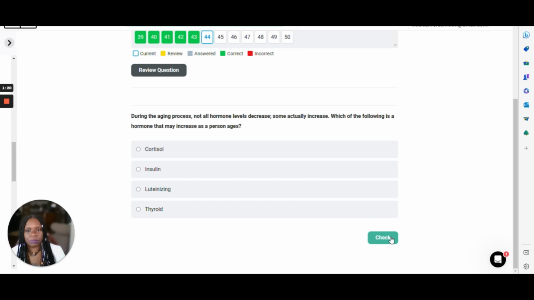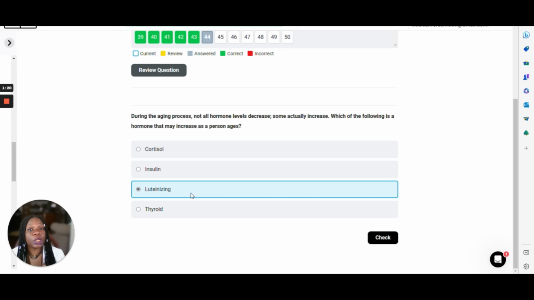During the aging process, not all hormone levels decrease. Some actually increase. Which of the following is a hormone that may increase as a person ages? Is it going to be cortisol, insulin, luteinizing, or thyroid? Which one of these hormones, you guys? What are you thinking? I'm going to go with luteinizing for this one. I'm going to tell you why.